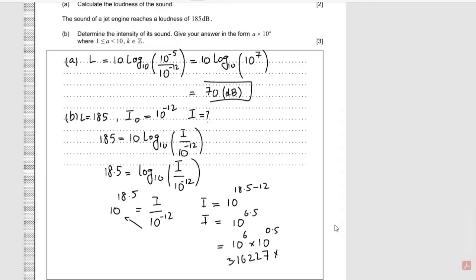3.16227 into 10 raised to power 6, which can approximately be given as 3.16 into 10 raised to power 6. There we go.